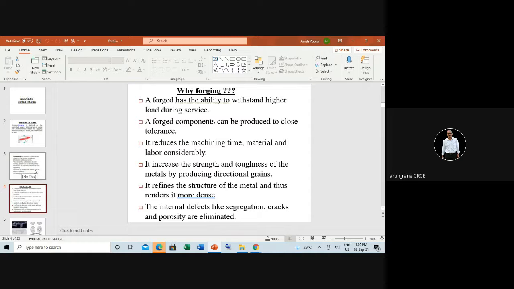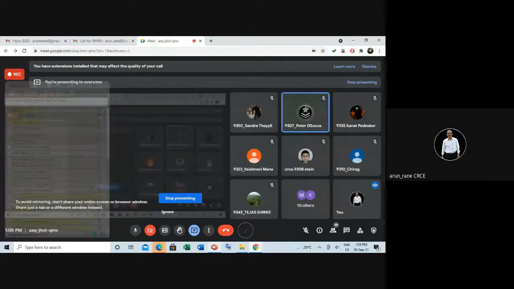But nowadays, because of the technological advancements, almost any material can be cast except few material like gray cast iron. You cannot forge it. Why? That is brittle. Because it is brittle. Very good. And why it is brittle? Because of the high carbon content. Good. You are technically good, Peter.